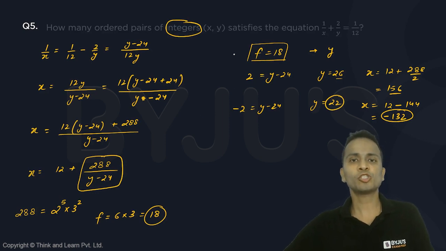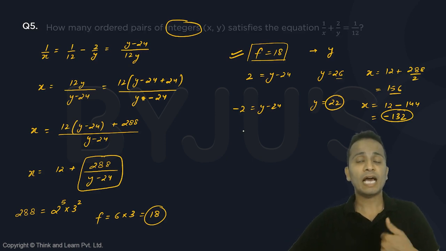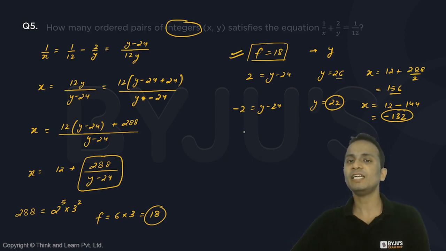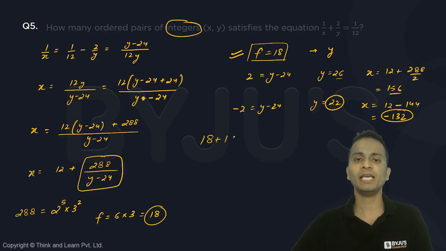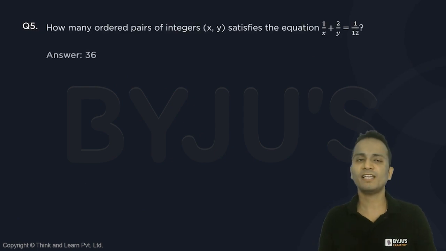Okay. So corresponding to these 18 positive factors, I will have 18 solutions, and correspondingly I will have 18 negative factors also. That will give me further 18 solutions. So the total number of solutions should be 18 plus 18, that is 36. So 36 will be the correct answer, the final answer for the question.